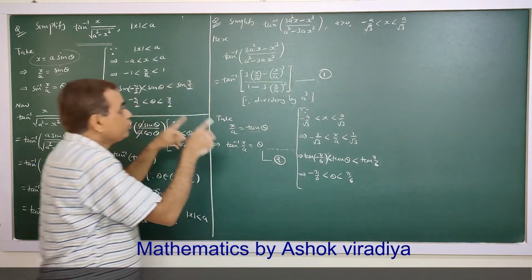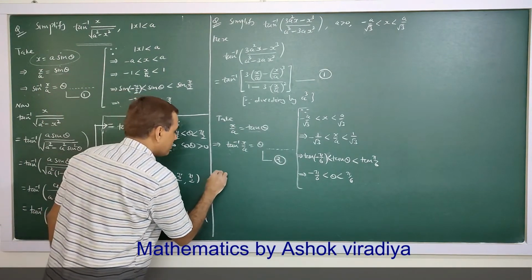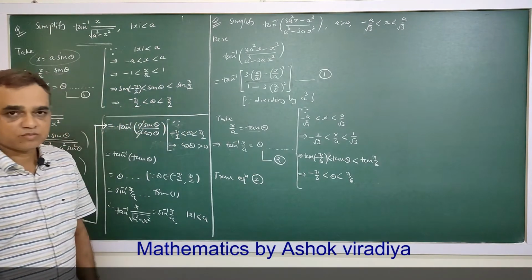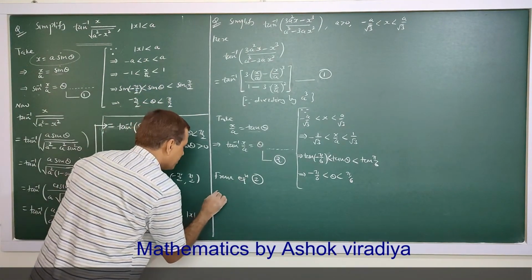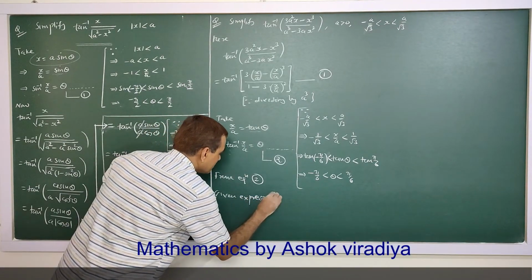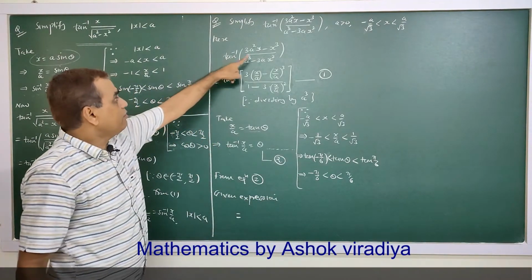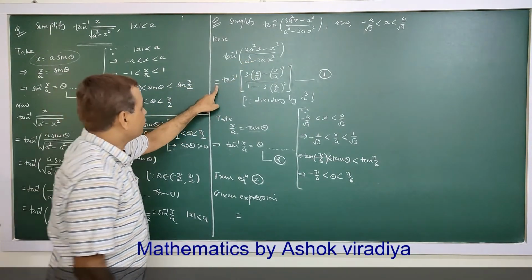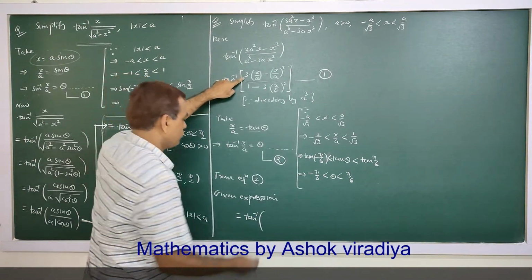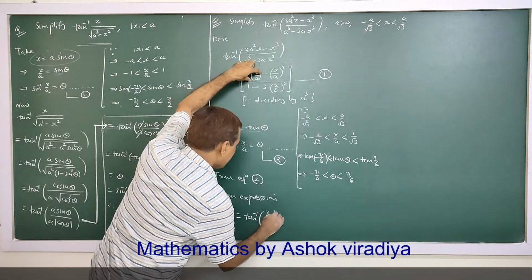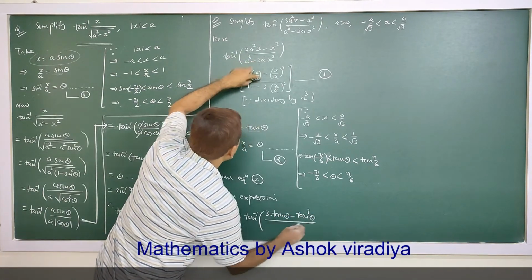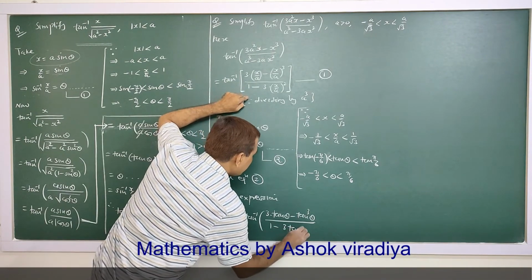So now using this value in 2, from equation 2, the given expression is equal to tan inverse of 3 into tan theta minus tan cube theta upon 1 minus 3 tan square theta.